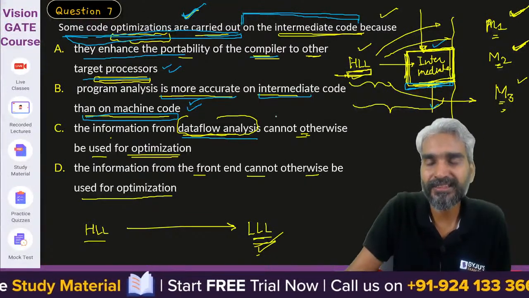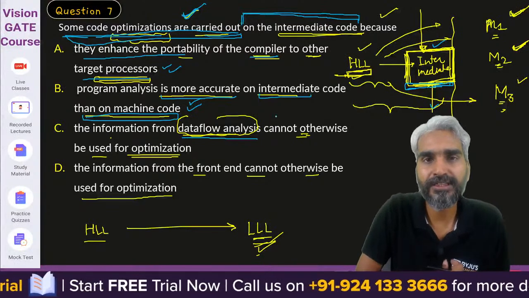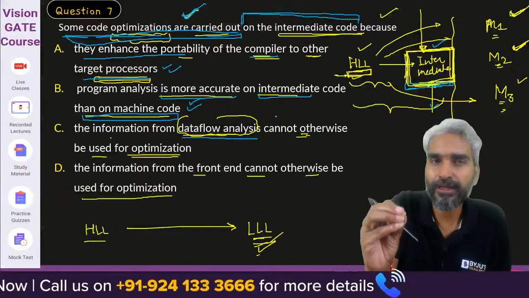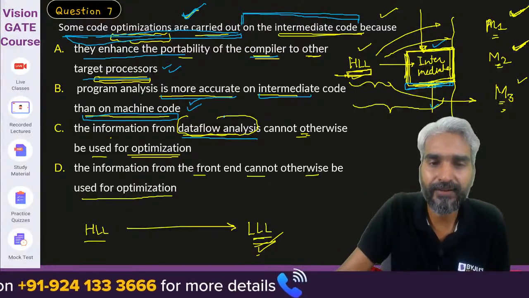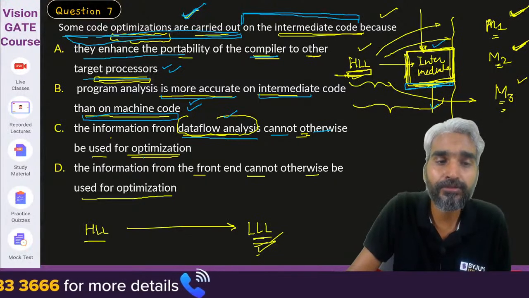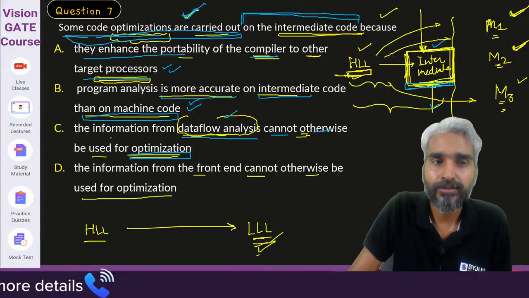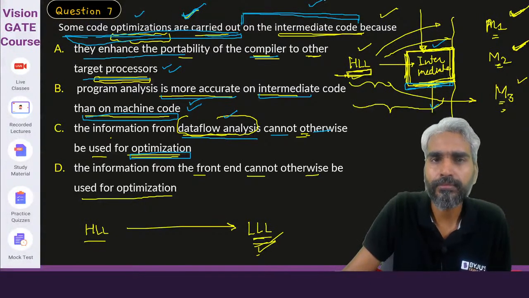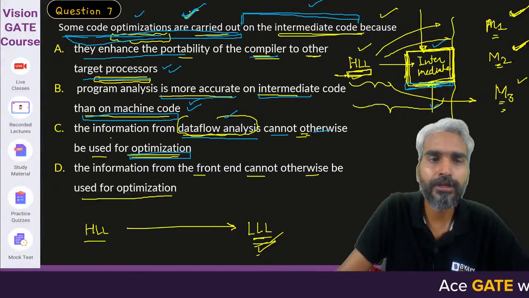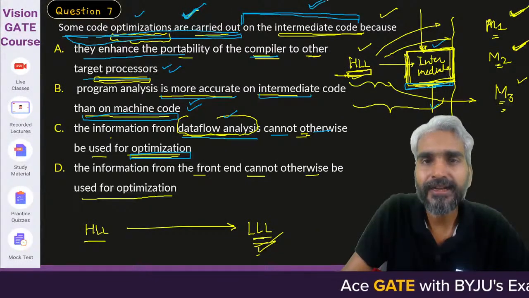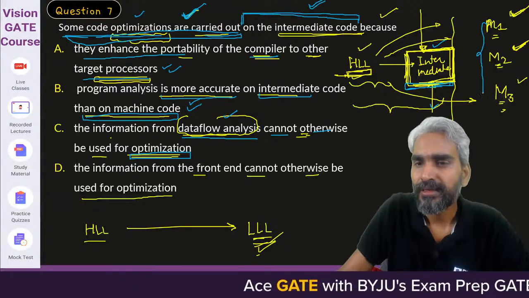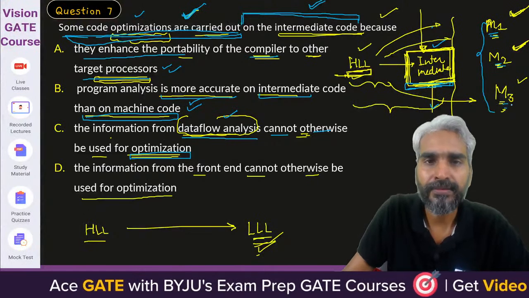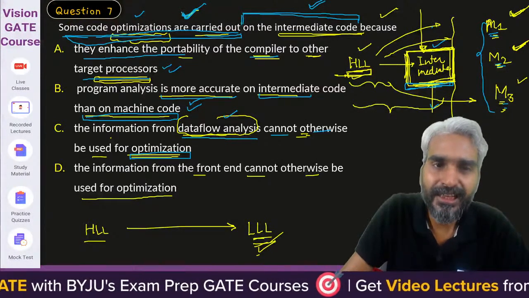The information from data flow analysis. What is data flow analysis? That is how data will flow. We eventually generate a control flow graph in which we see which variables are live and which variables are not live. That is known as data flow analysis. Cannot be otherwise used for optimization. We are performing the optimization on the intermediate code, but it is saying it in the opposite manner. We perform the optimization on the intermediate code so that it is easy to convert it into target code with respect to different machines. But this optimization has to be machine independent.